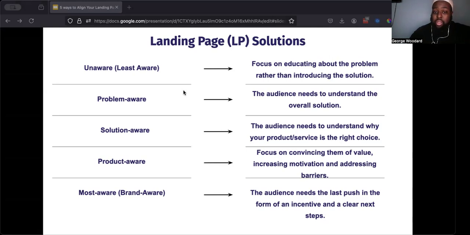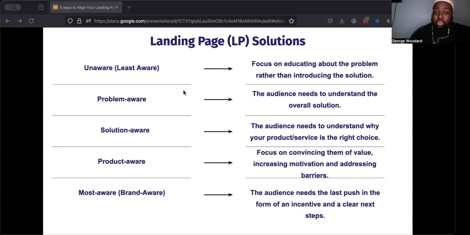At the solution aware stage, they now understand the overall solution that they need. Now they need to know why your solution is the right choice. They need to know why nobody else is even worthy of their time and their money. They need to know why you are the person they need to talk to and sign up with. This is where you shine, or start to shine, in front of your ideal client and your ideal audience.